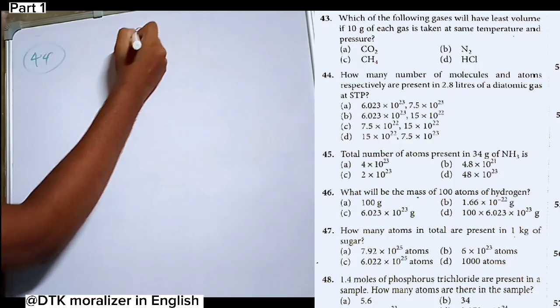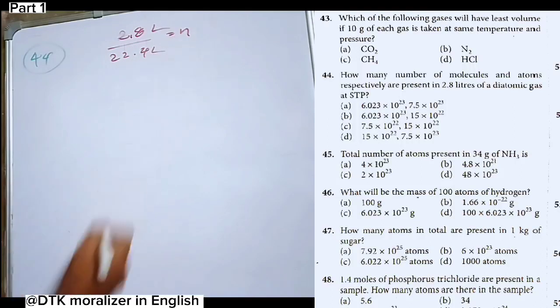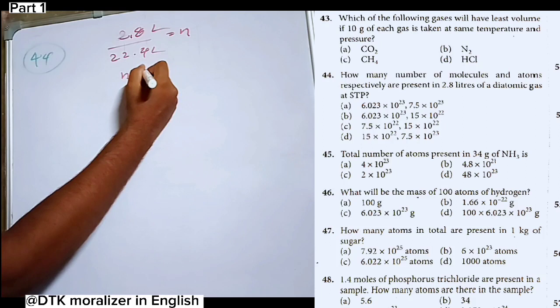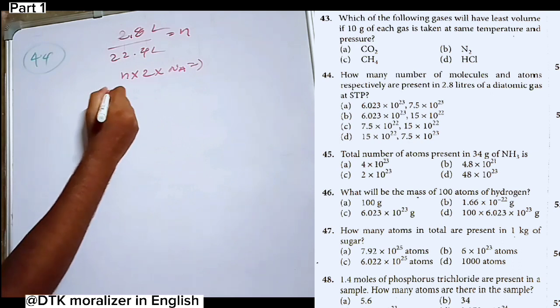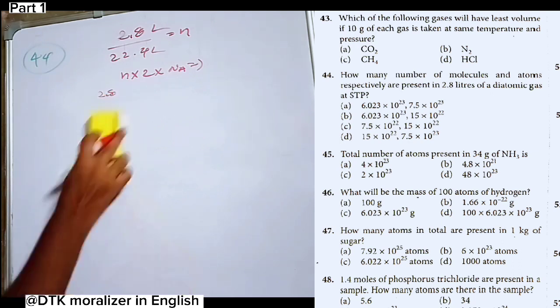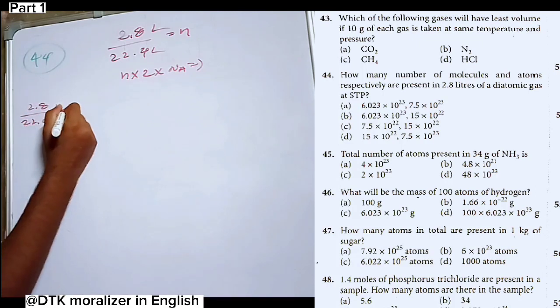Now question number 44. How many molecules and atoms respectively are present in 2.8 liters of diatomic gas at STP? So here we have 2.8 liters of diatomic gas.